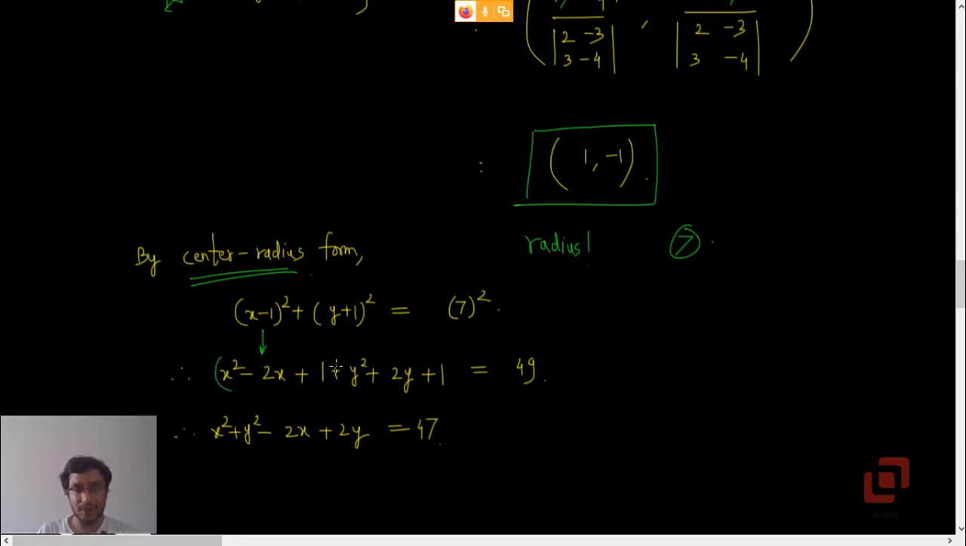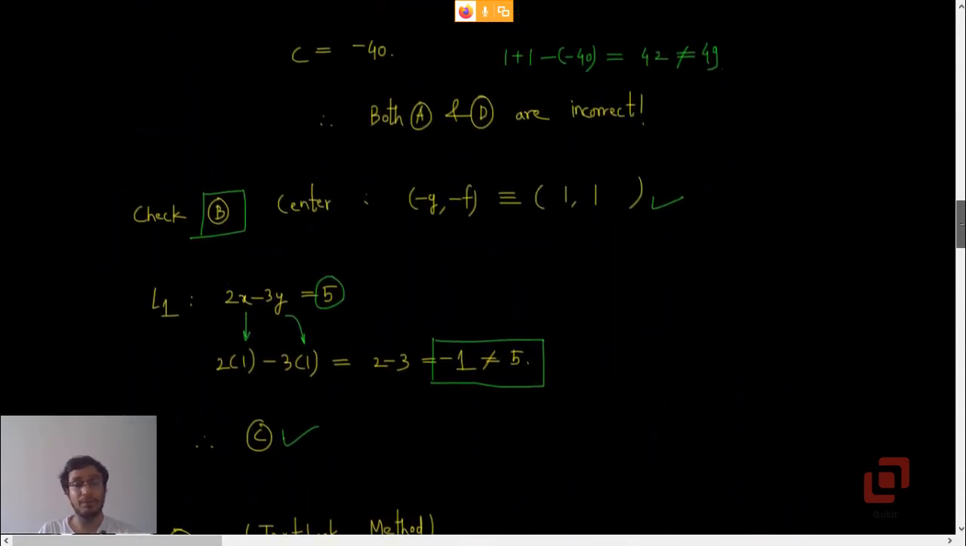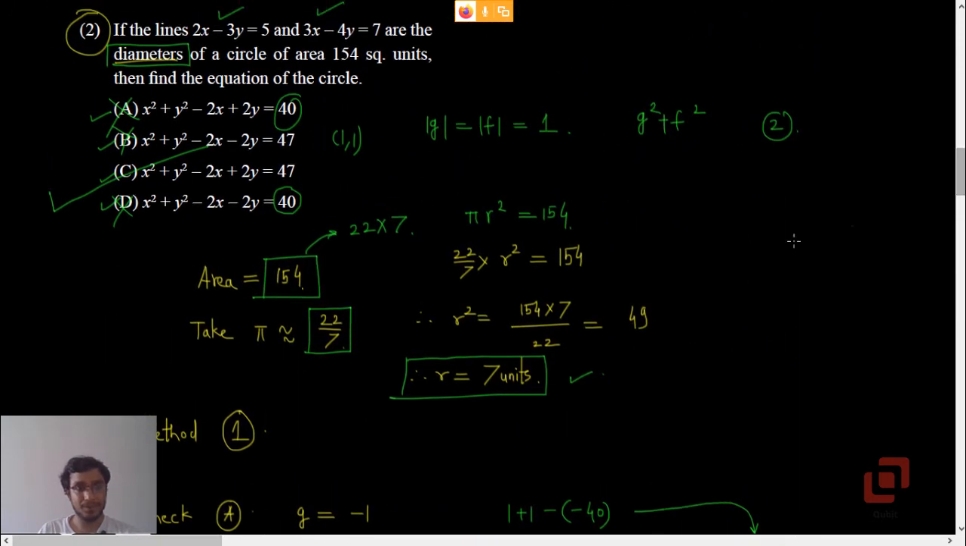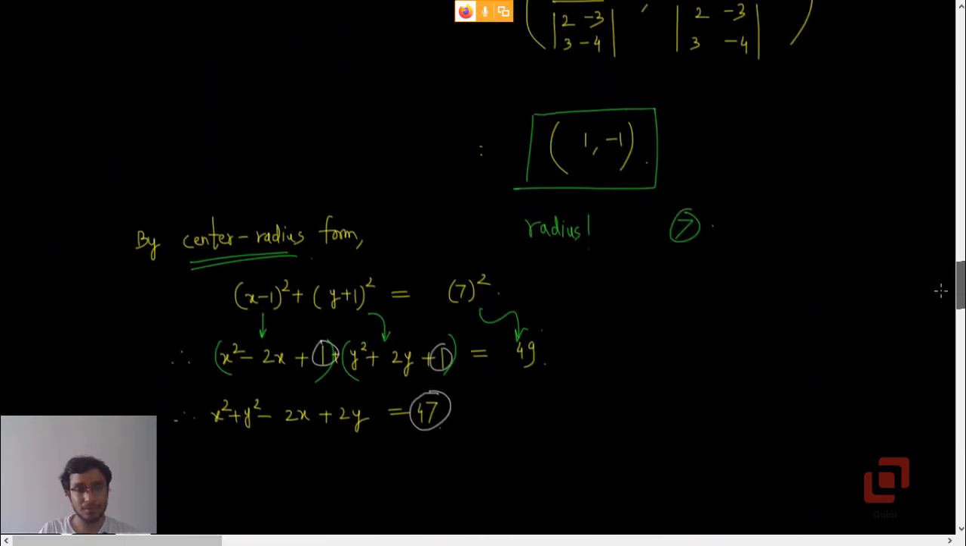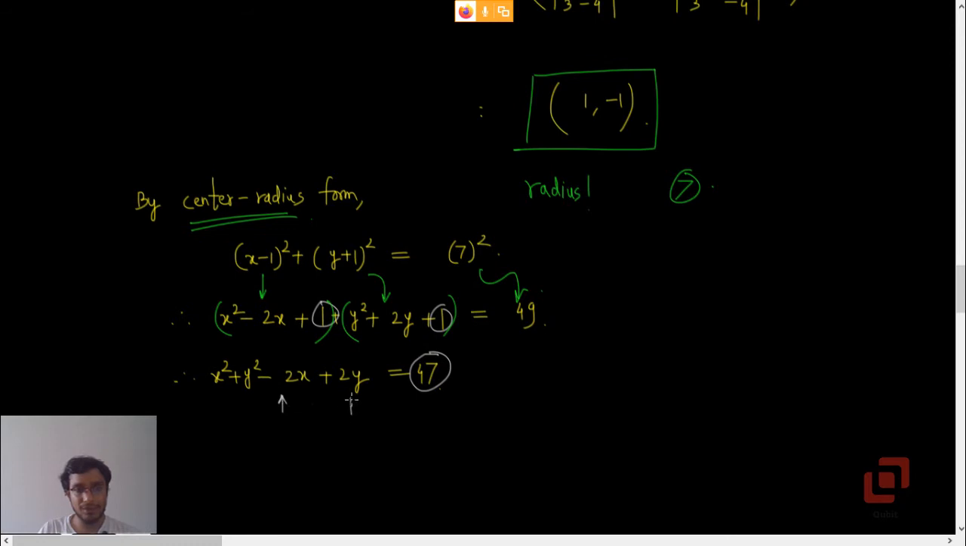Expand (x minus 1) squared, expand (y plus 1) squared, 7 squared is 49. If you simplify that, when you shift these two ones to the other side, you will get 47, and this is the circle that is present in option C. Sorry, not B, option C. Okay, x squared plus y squared minus 2x plus 2y equals 47.